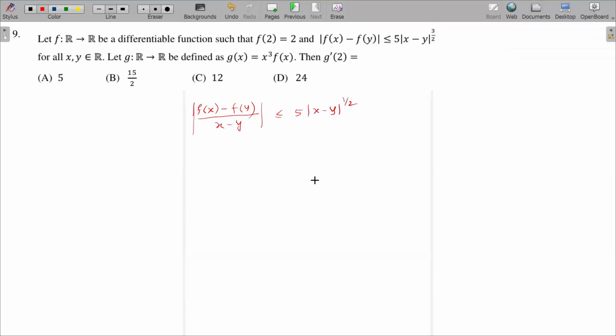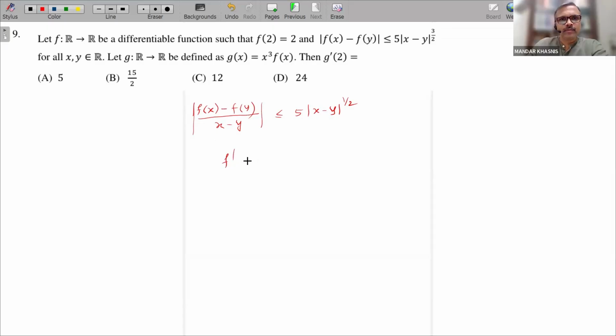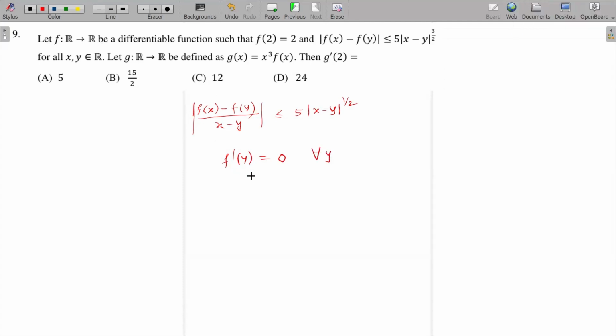After that, if we let x approach y, correct, very good. So f dash y actually becomes 0 for all y. That means f dash is 0. So in fact your function f is constant.